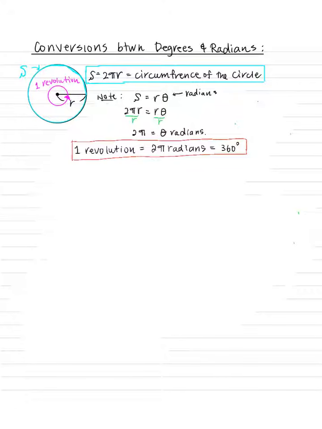Okay, so since 2 pi radians is 360, 180 degrees is what? 360 over 2. So let me just write everything out. So that implies that if I wanted to compute how much 180 degrees is in terms of radian measure, this is what? 360 over 2. But 360 degrees is what? 2 pi radians. So this is just going to be pi radians.